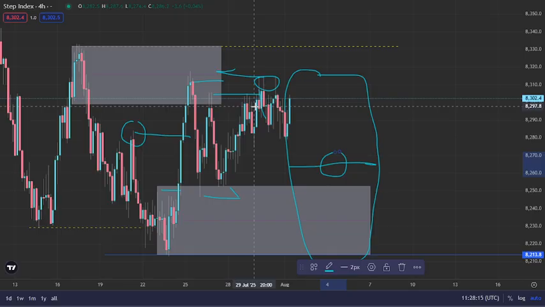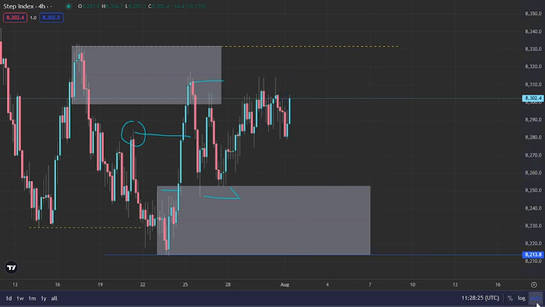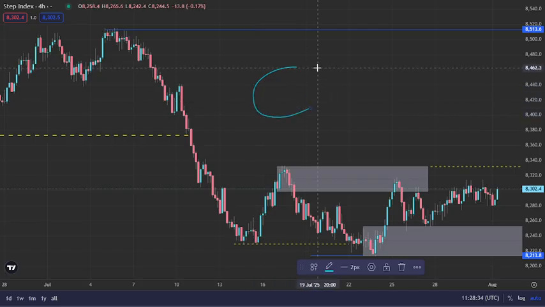So let's continue. When the fractal strong structure breaks, we get a CHoCH. What is a CHoCH? A CHoCH is spelled like this.